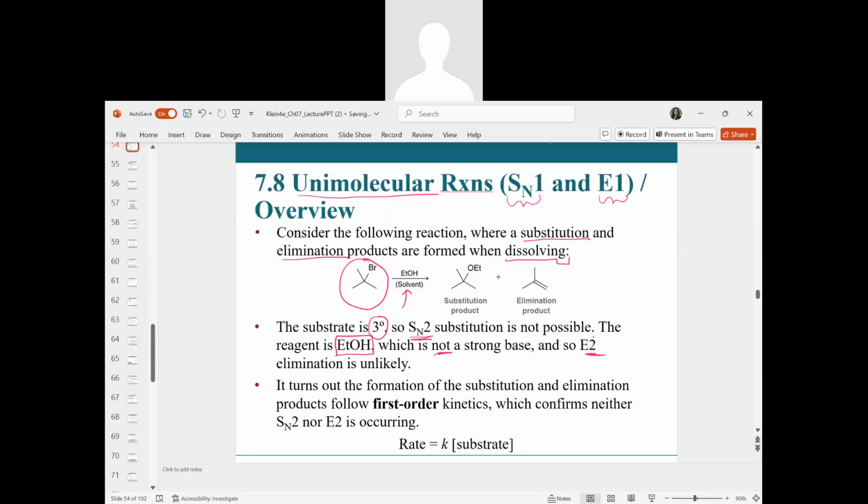So it turns out, after this reaction is observed, that first order kinetics confirms that neither SN2 nor E2 is occurring, and we can generalize the rate law for this reaction to be: the rate equals some constant k times the concentration of substrate. So that's the rate law that you should associate in general with any unimolecular reaction.